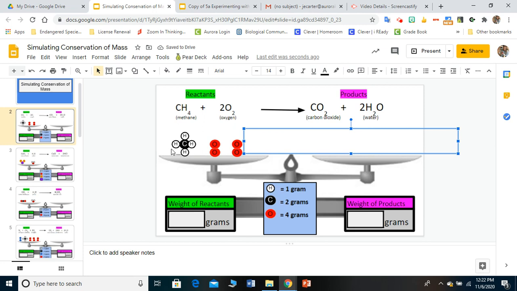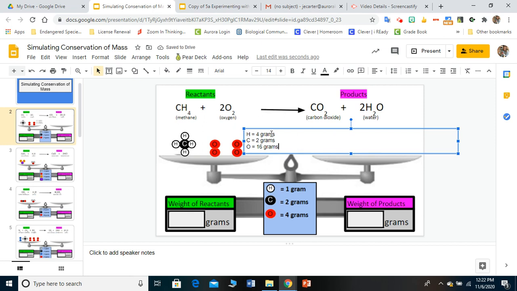And I can see that I have 4 hydrogens right here, and they each weigh 1 gram. So in total, I have 4 grams of hydrogen. I can see that I have 1 carbon, and each carbon weighs 2 grams. So since I have one of them, I have 2 grams total. And I can see that oxygen weighs 4 grams, and I have 4 oxygens. So I could either figure this out by going 4 plus 4 plus 4 plus 4 is 16, or I could do 4 times 4. Either way, the oxygens total 16 grams.